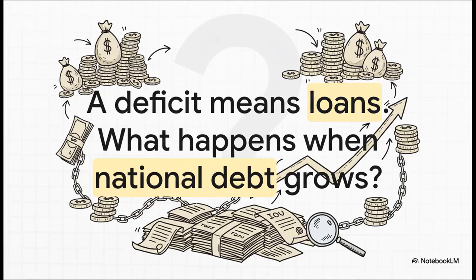So a deficit is what happens in one year, when you spend more than you make and you have to cover it with loans. But that leaves us with a really big question to chew on. What happens when those annual deficits and the loans needed to pay for them just keep piling up year after year after year?